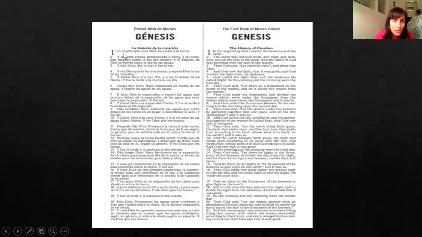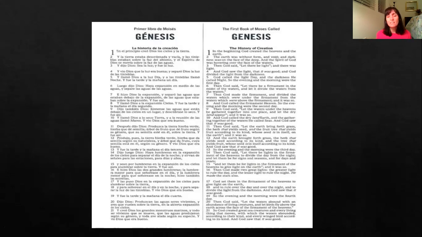Okay, so en el principio corresponds to in the beginning. And God is Dios. He created, creó, the heavens, los cielos, and the earth, y la tierra. Okay, so that's how I would do it. I would just read one, read the other, and compare and see if I can figure out which word corresponds to the other word in the other language. And then I'd look for similarities.